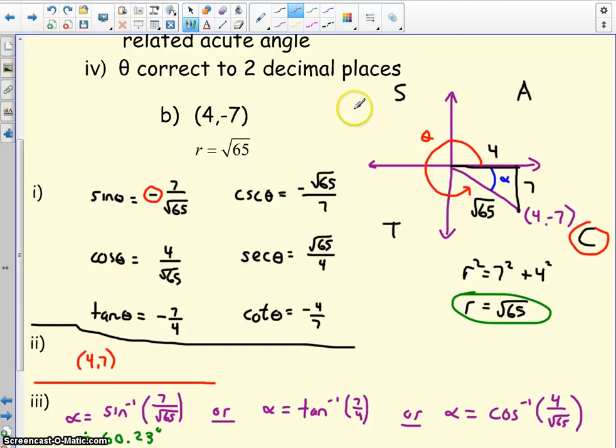So cosine would be adjacent over hypotenuse, so 4 over root 65, and cosine's positive there, so that's good. And for tan, opposite over adjacent, 7 over 4, but we're in quadrant 4, cosine's positive, so tan is negative. Okay, you can then get your reciprocal ratios by taking the reciprocal of your primary ratios, so you can get cosecant, secant, and cotan there.